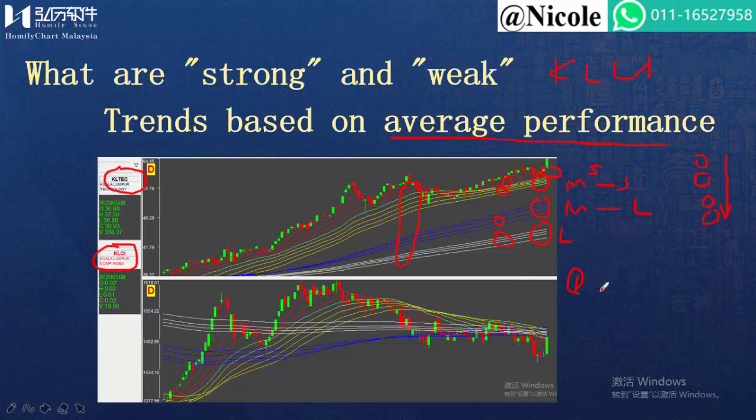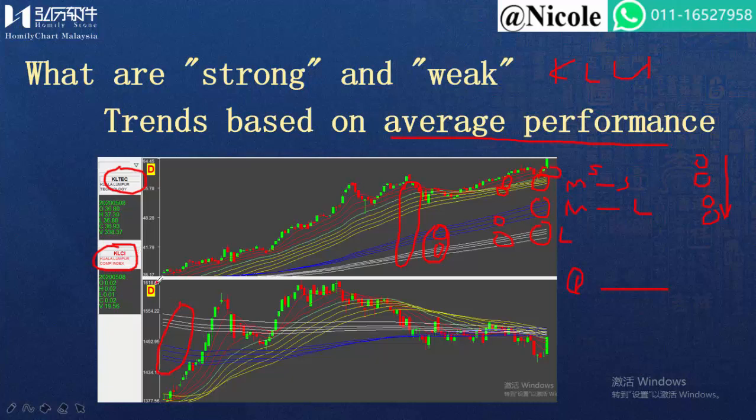First, let's see the long-term trend of the KLCI and technology. We need to use the blue and white colors. If the blue color is above the white color, then the share will be in a long-term uptrend. And if the blue color is below the white color, it will be like this, so it will be a long-term downtrend.